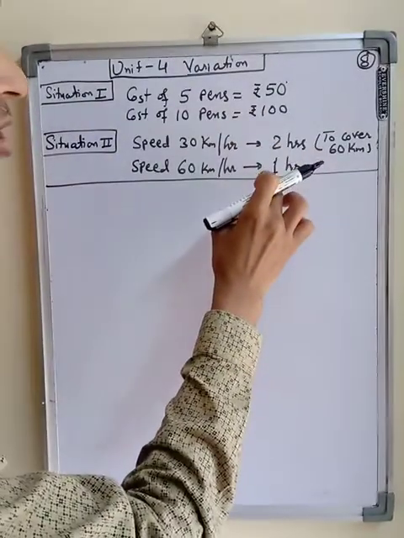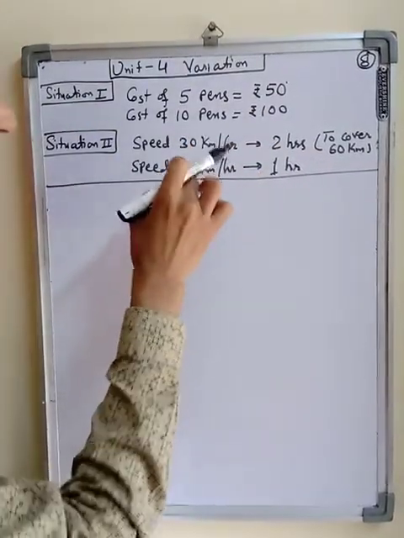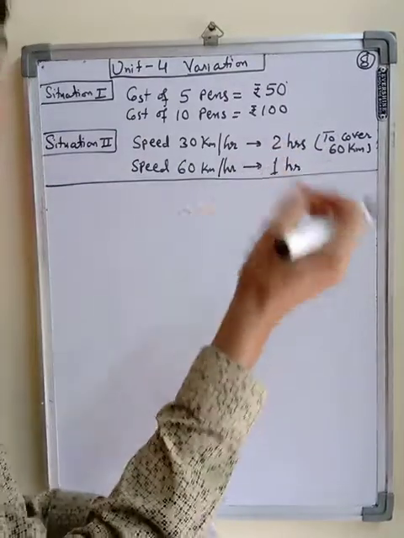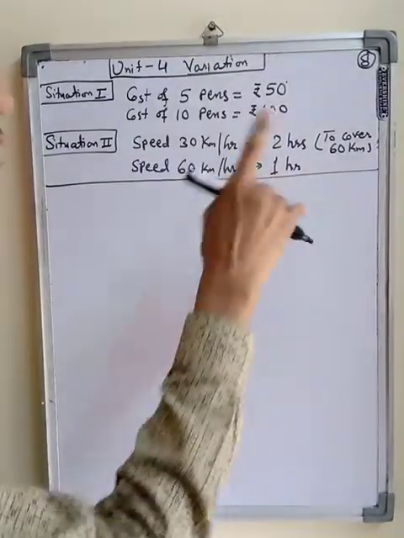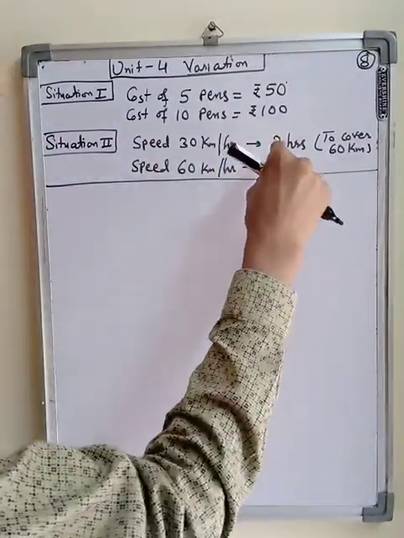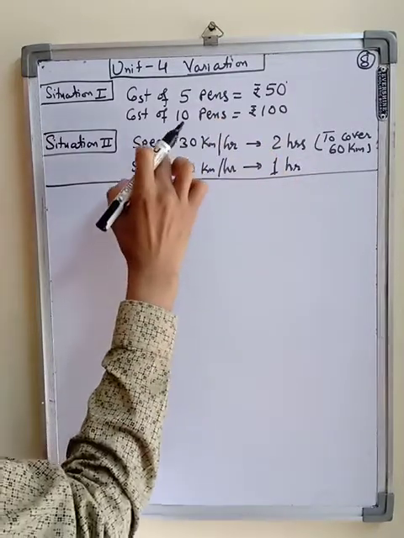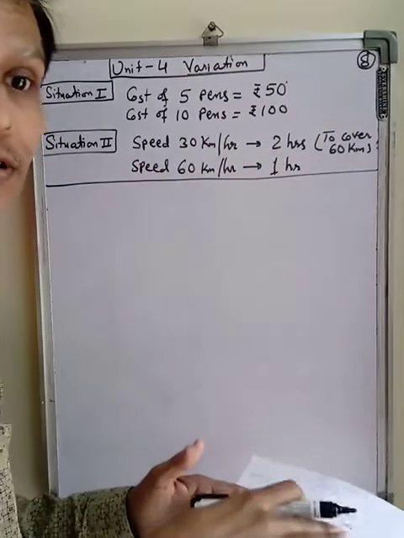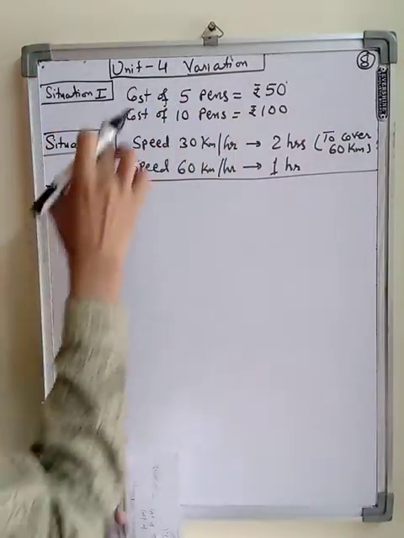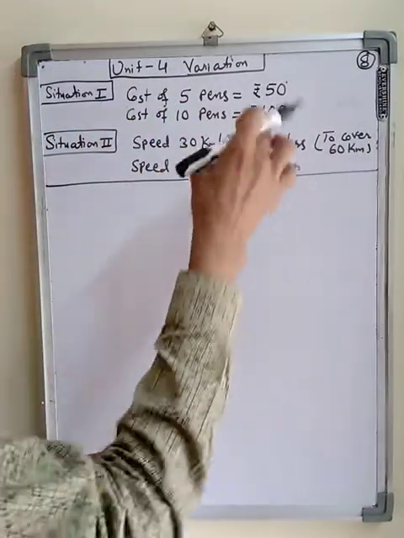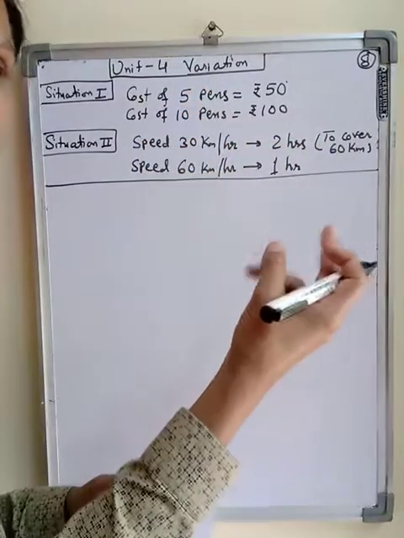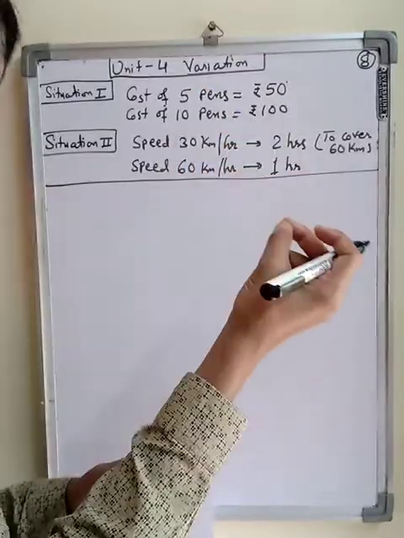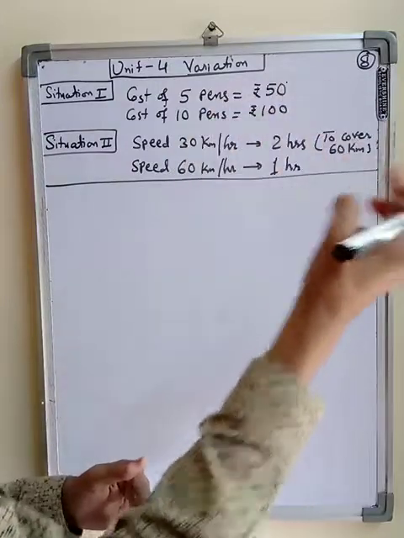That will be just half because your speed increased double. So your time will be reduced. You need only 1 hour. So you can see here, if the speed is increasing, your time is decreasing. But in situation 1, if the number of pens is increasing, the cost is also increasing.